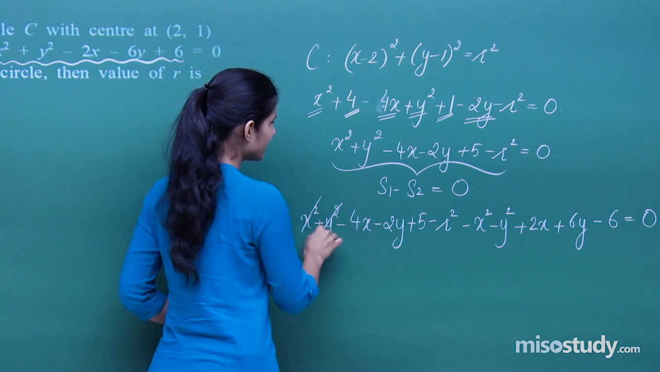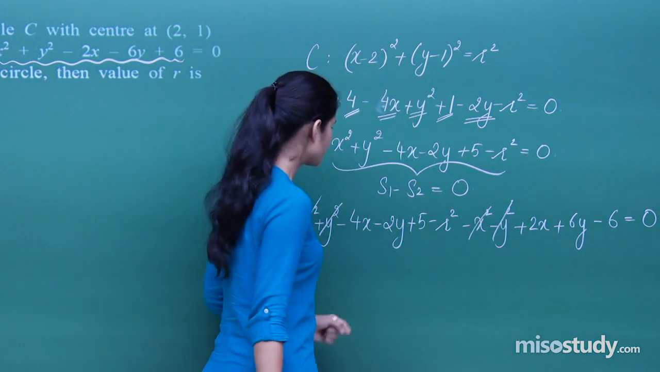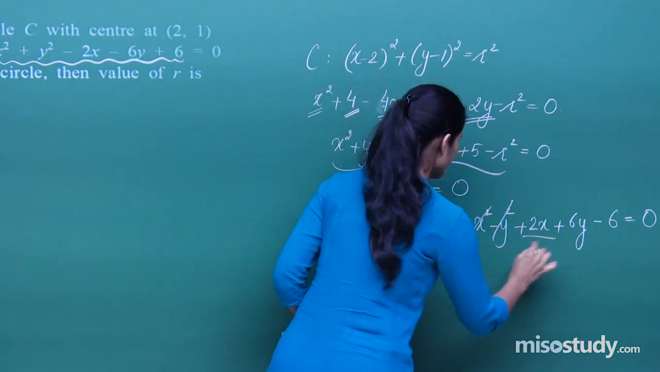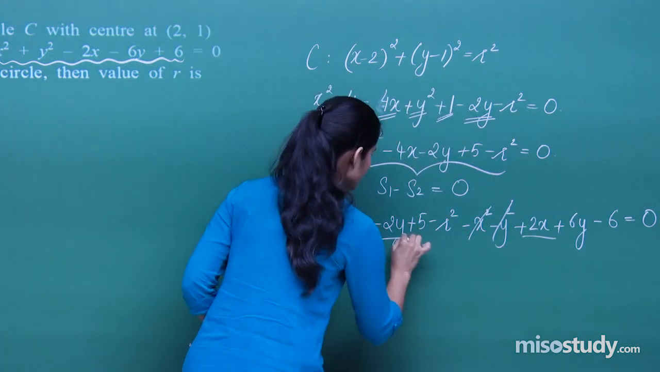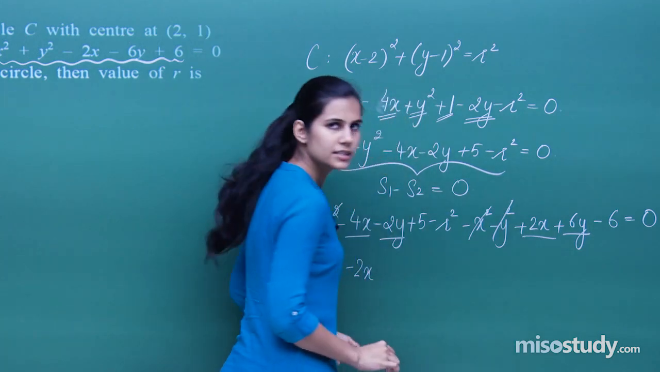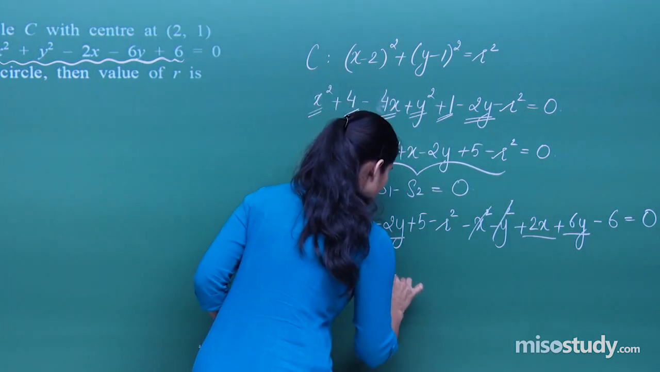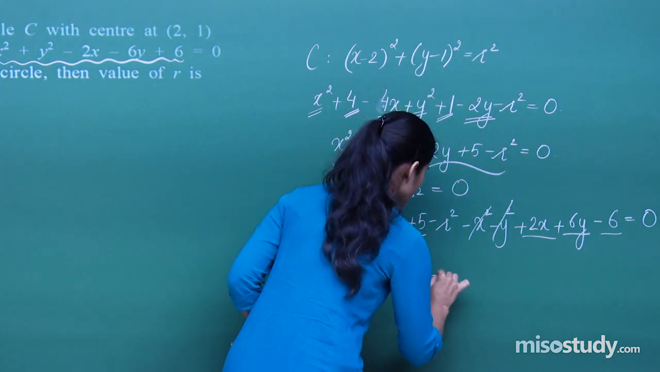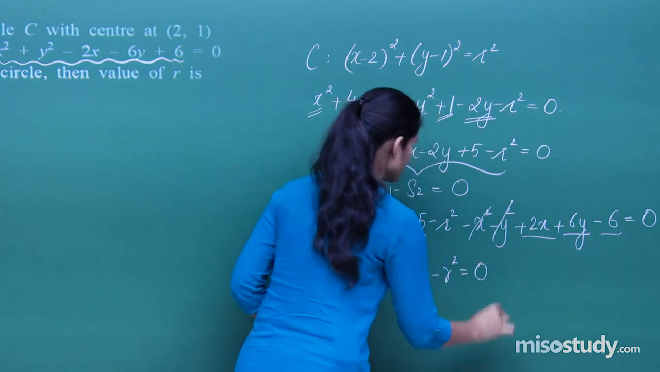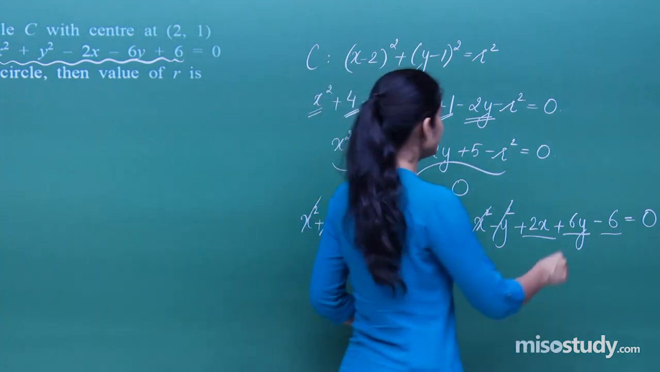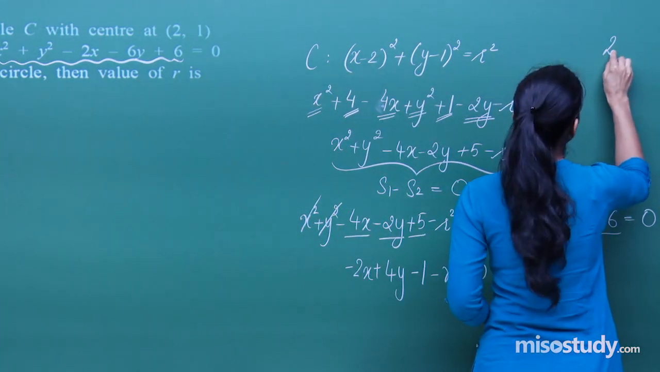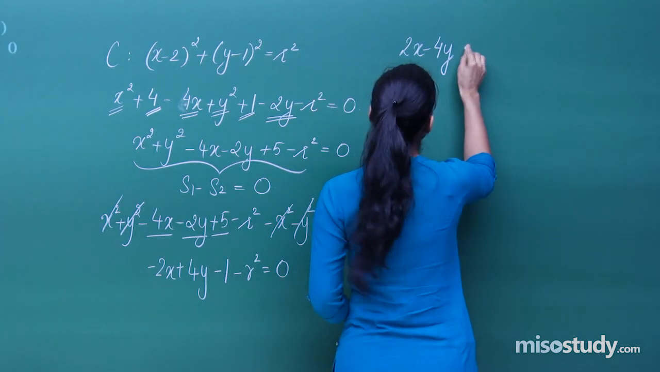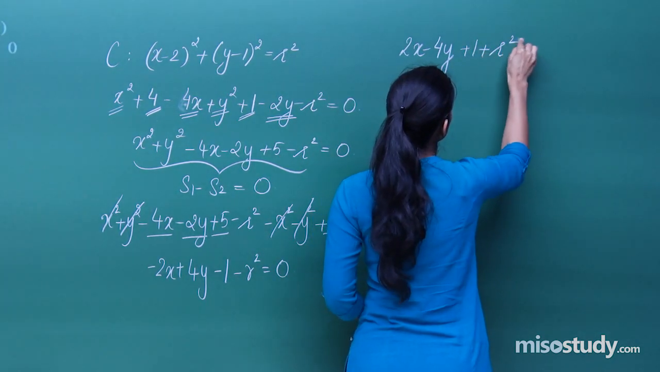So x² + y² − x² − y², then you have −4x + 2x, which gives you −2x, −2y + 6y, which gives you +4y, and +5 − 6 gives you −1 − r² = 0. Or you can write it as 2x − 4y + 1 + r² = 0.